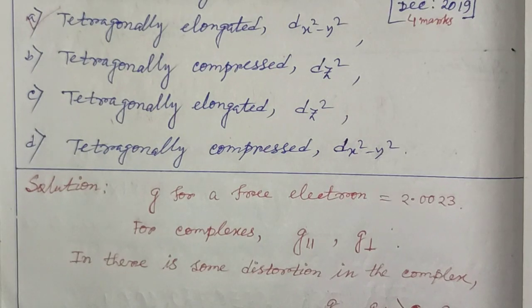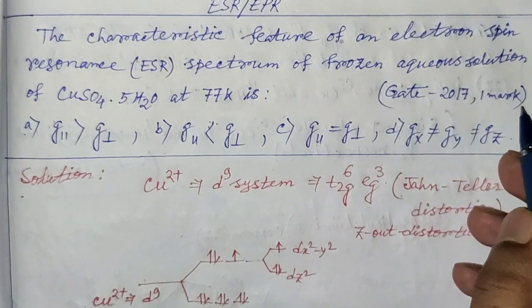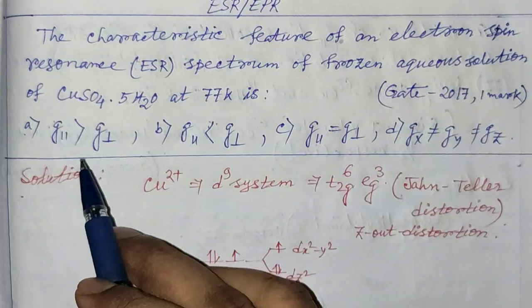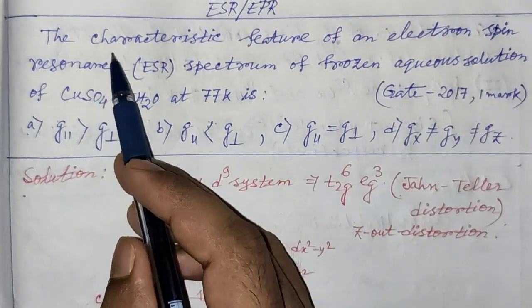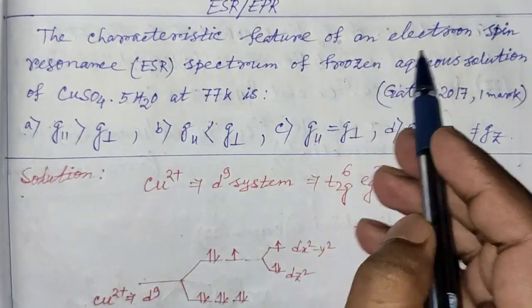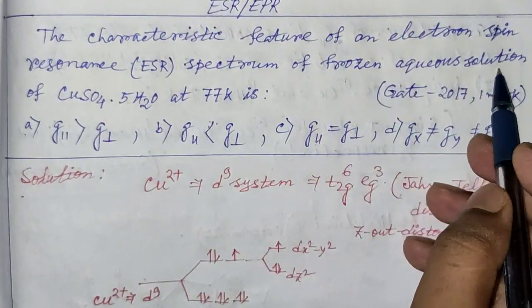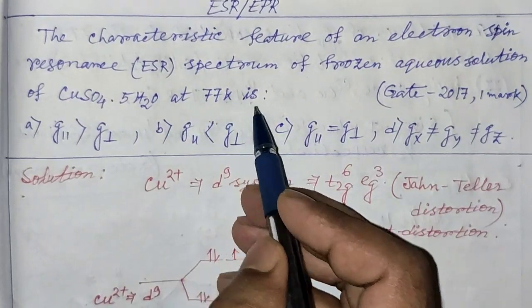Is it okay? Now let's go to the third question. This question came in GATE 2017 for 1 mark. It is quite similar to the previous one, a question of g parallel and g perpendicular. In this question it is asked what is the characteristic feature of an electron spin resonance spectrum of a frozen aqueous solution of copper sulfate pentahydrate at 77 Kelvin.